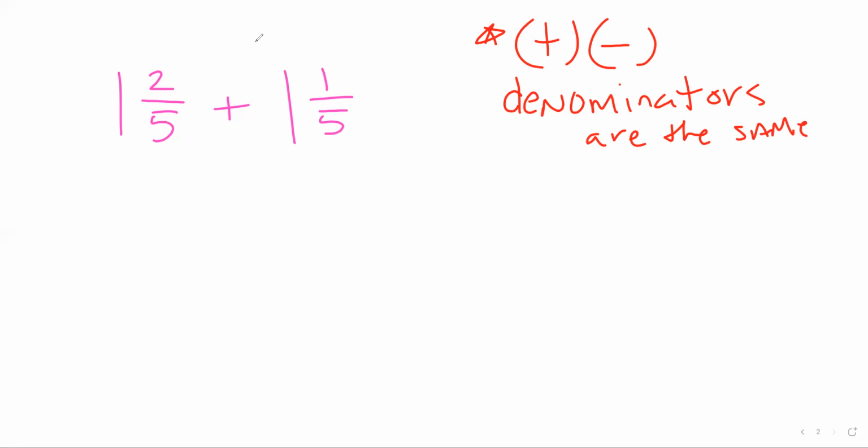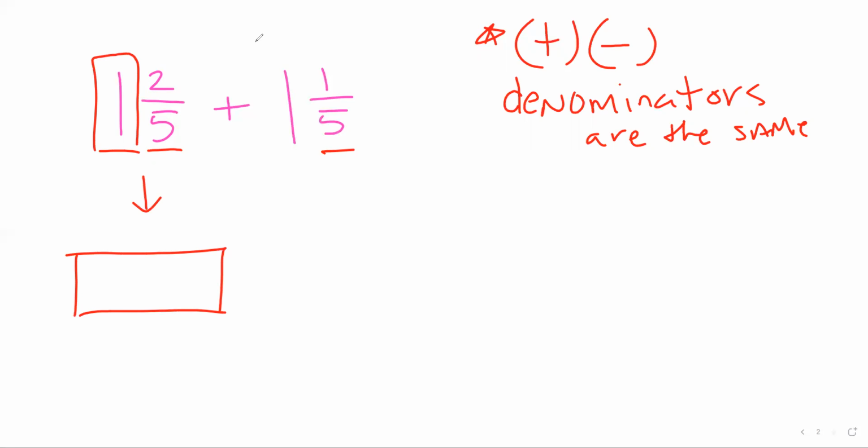And again, if you're not sure about that concept, check out our other videos that support it. So knowing that our denominators are the same, they both are 5, that allows me to put my pieces together. We have a couple approaches to this. One, I could think about what this looks like if I model it. Well, I have 1 whole, and the denominator tells me that 1 whole is cut into 5 pieces.